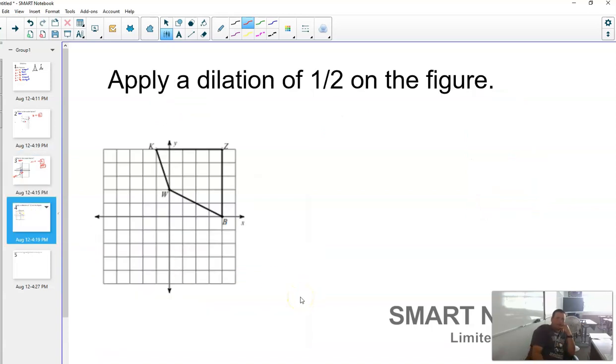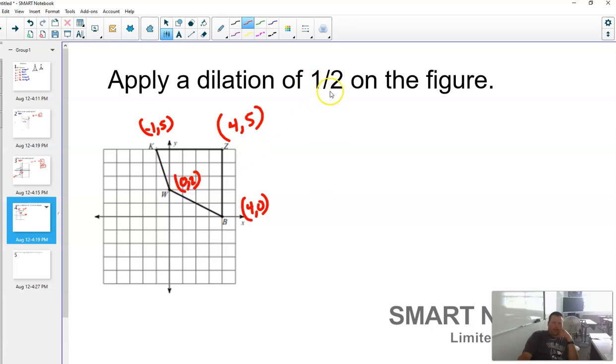You also need to be able to apply a dilation. So to do this, I think the easiest thing is just to take each point and apply that. So I just identify where this point is. This point is at -1, and then 1, 2, 3, 4, 5. So this is -1, 5. This point is at 1, 2, 3, 4, 5. This point here is at 4, 0. And this point here is at 0, 2.